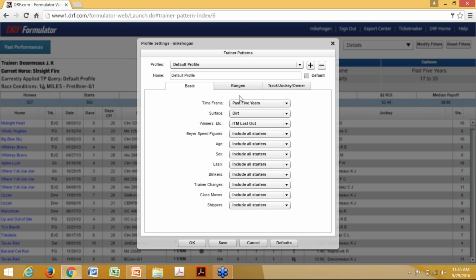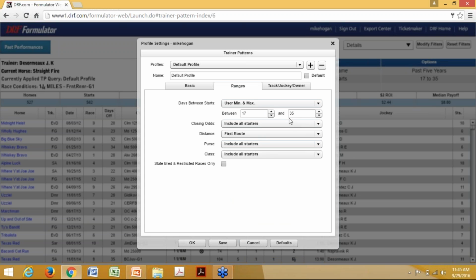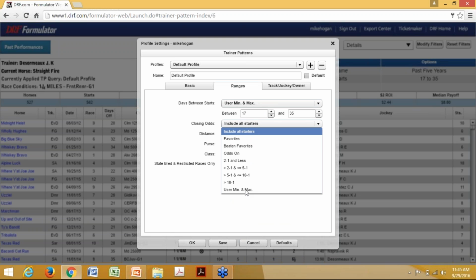Maybe I'll take a quick second to just show the time frame. We've kind of jumped a little further, but there's a lot of different features here when you're using Formulator. Class moves, trainer changes. This is where you find first off the claim, blinkers on or off, that sort of stuff. We're not going to hit on every one of them, but by all means, there's a lot of data in here that you can get access to, and I encourage people to play around and come up with their own queries and saved profiles like Scott has. So what you're talking about, go ahead.